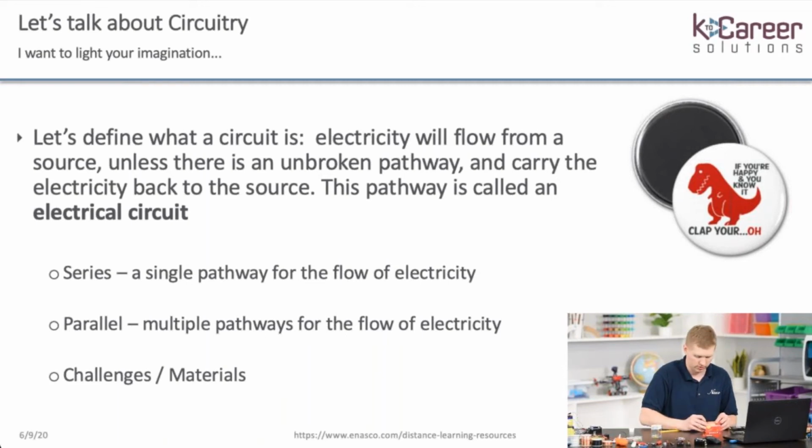So the first thing that I want to do is define what a circuit is. And essentially, there's a couple things in here. Electricity will flow from a source unless there is an unbroken pathway that carries the electricity back to the same source. This pathway is called an electrical circuit. So basically the energy is flowing from one source and then it's returning back to the source.